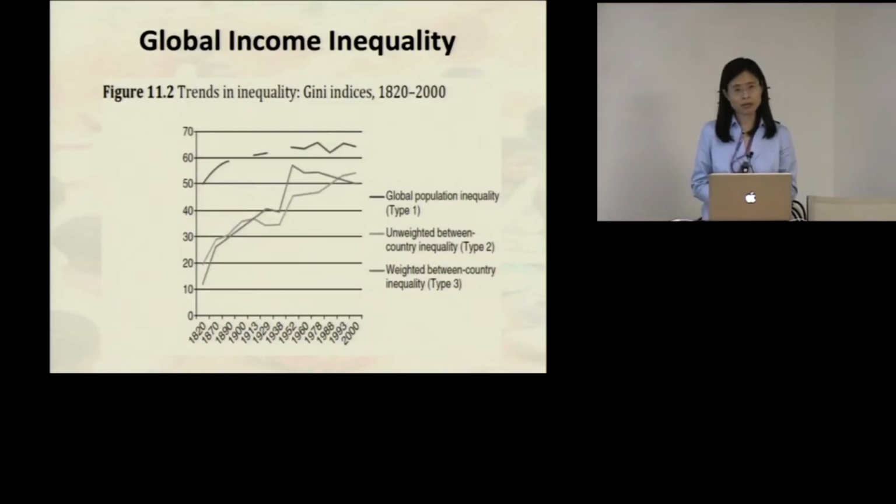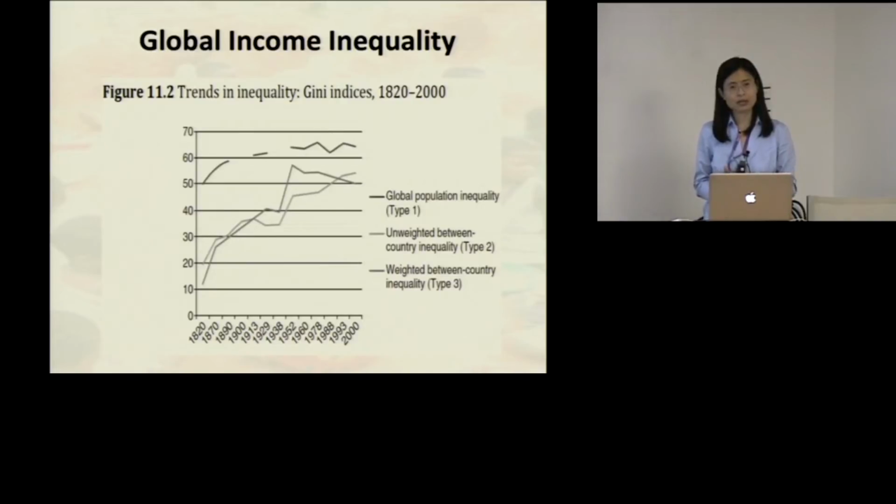What about global income inequality? It is calculated by looking at the whole world as a boundary. There are 3 ways to calculate this. This figure is also from your textbook. The first way is you line up all the people in the world from lowest income to highest income, then calculate the Gini index, and you end up with that top line. In the textbook, it's called type 1. We can see the world inequality is increasing over time from 1820 to 2000.